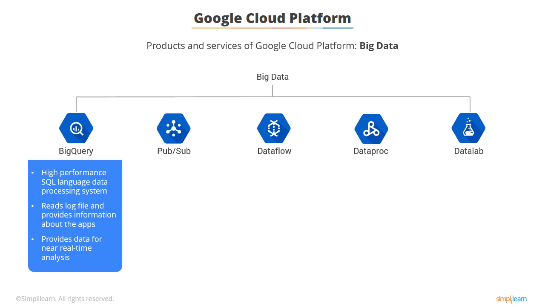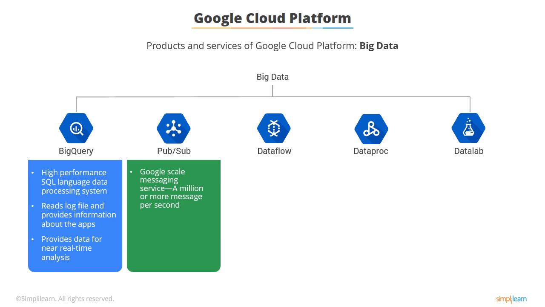PubSub is a very simple idea. It's about sending messages to people who are interested in what you're saying. And it's Google scale. It'll take a million messages per second. And it's also a great decoupling tool in terms of architecture.